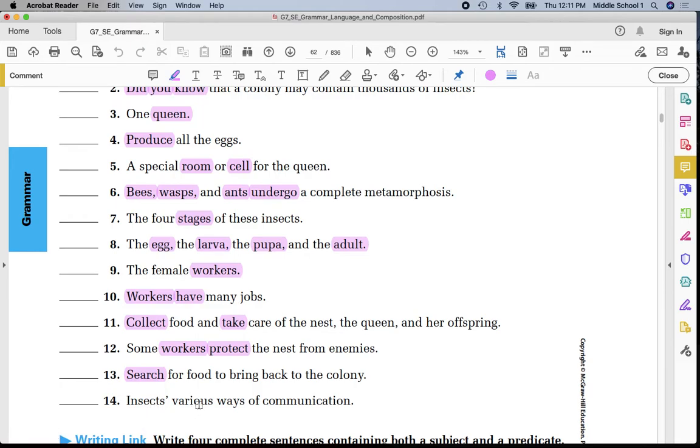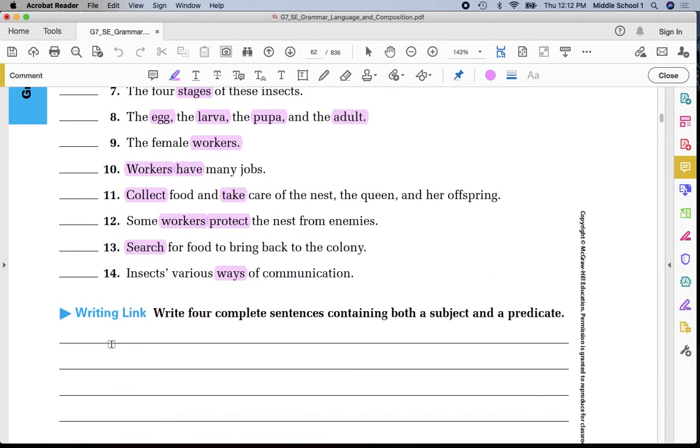14. Insects' various ways of communication. Ways is the simple subject. It's missing a predicate. 14 is a fragment. On the blank, I put P because it's missing a predicate. On the lines where you've written sentences, it contains both a simple subject and a predicate. My takeaway for today is if a sentence contains a simple subject and a simple predicate, I call it a sentence. If it's missing a simple subject or the simple predicate, it's called a fragment.